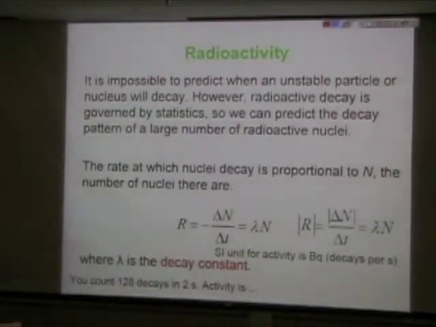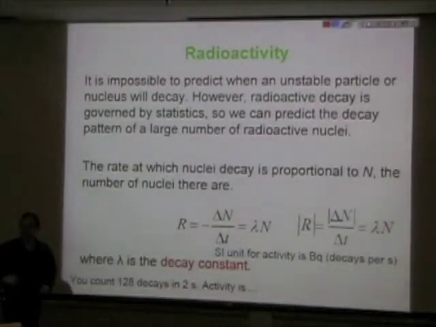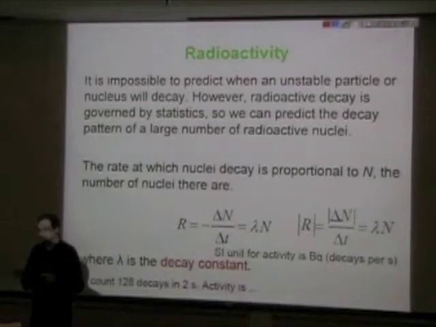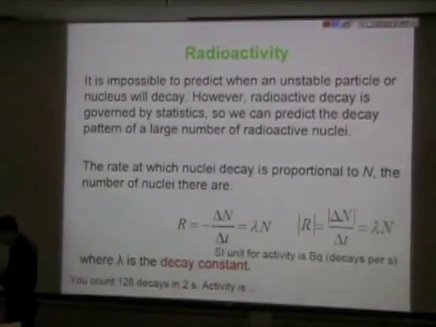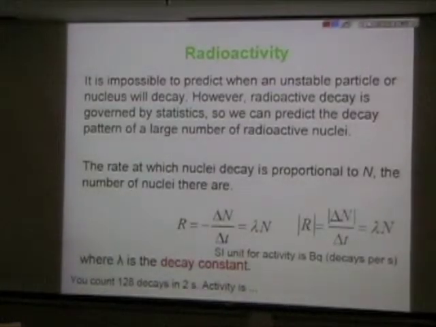And the rate of the decay, the number of disintegrations per second, the number of decays per second, that's what we call activity. We usually use the international system of units, so 1/second, number of decays per second, we call it becquerel, Bq.